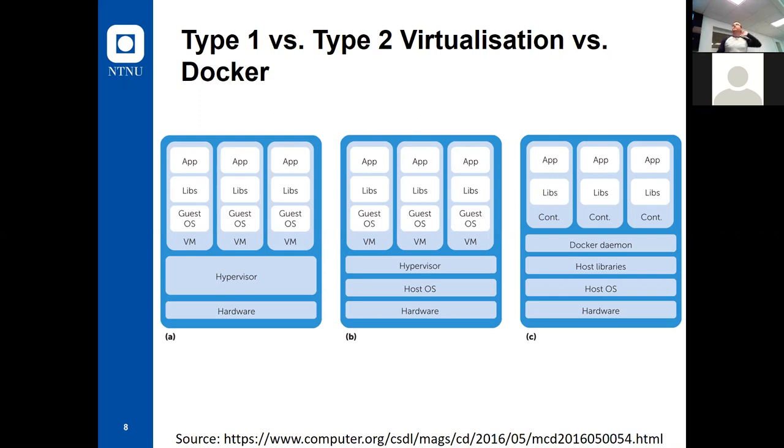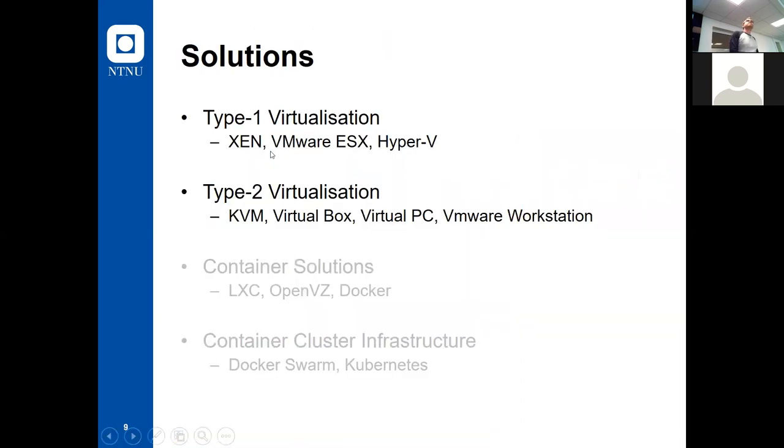So those are the progressions that we see. Type one virtualization, type two virtualization, and then what could be referenced as application level virtualization, often associated with Docker. That's the principal idea there. So we get to that in a bit.